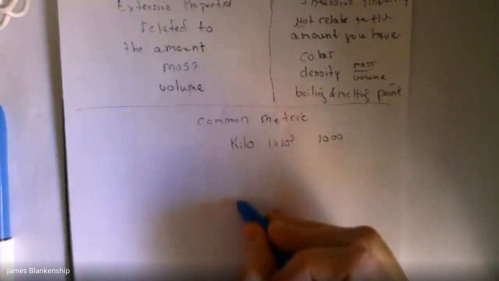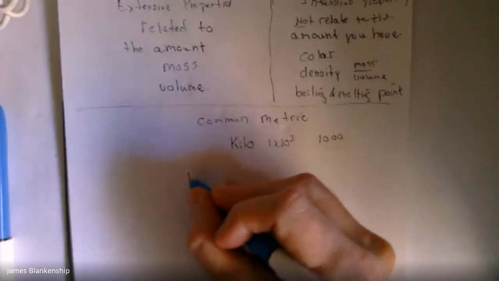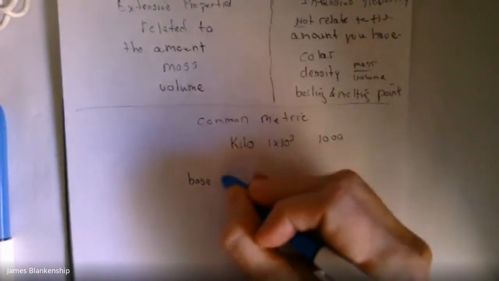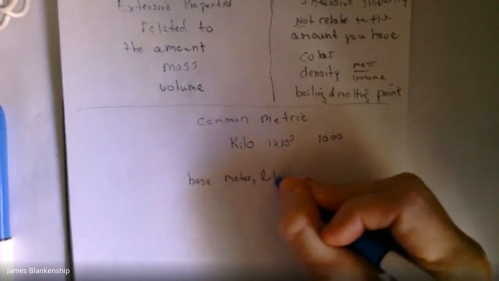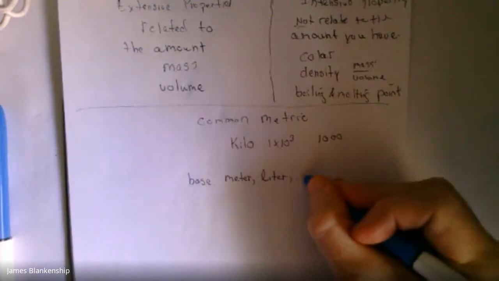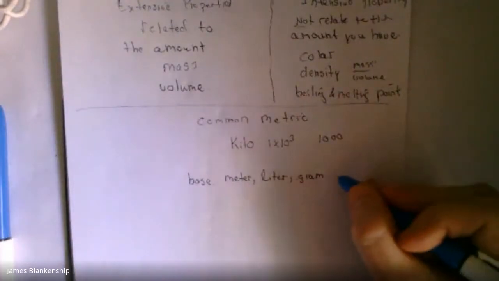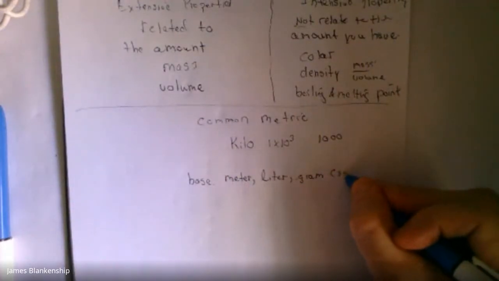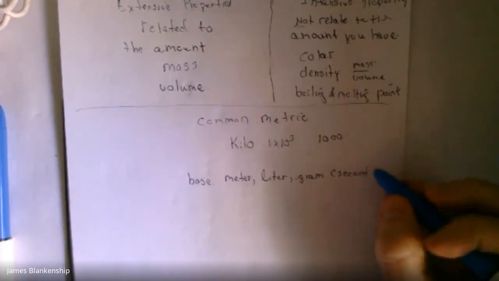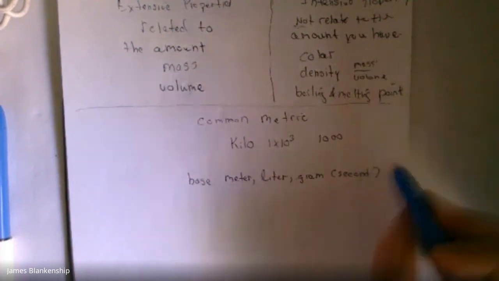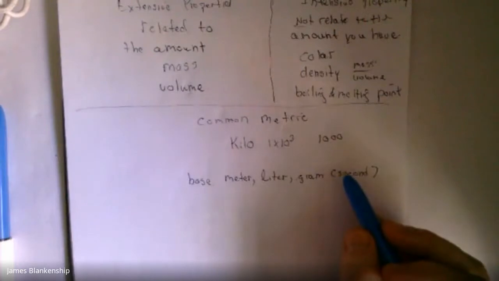Then you have another series. I'm not going to worry about the other series, but it is on that sheet. Then you have your base units. Our base units are going to be meter, liter, and gram. I don't think you're going to need to know it, but the base unit for time is second. You can have kiloseconds, you can have milliseconds. You've probably heard of milliseconds. But you can have kiloseconds, milliseconds, and so forth. But these are your base units.